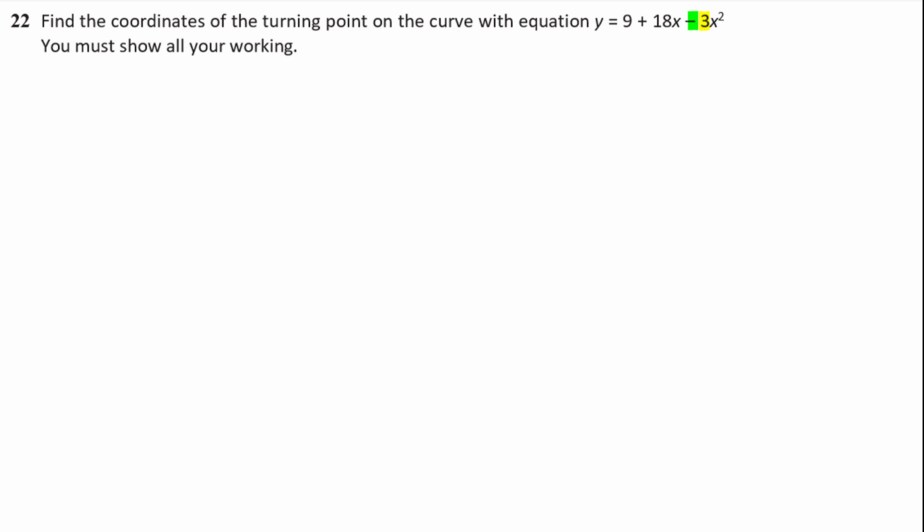Right, so finding the turning point for most GCSE students would involve completing the square. Now if you're doing further maths, you could actually attack this question using differentiation.